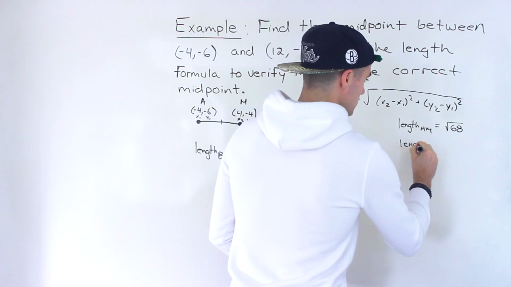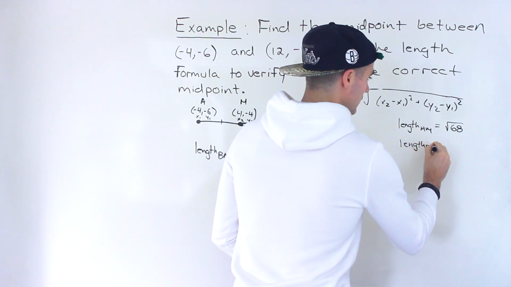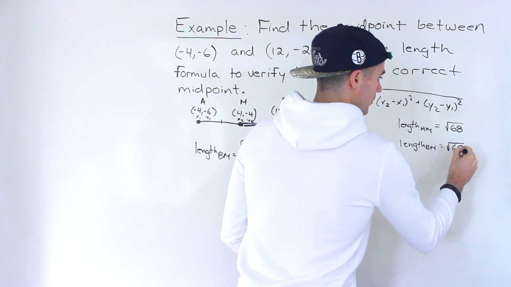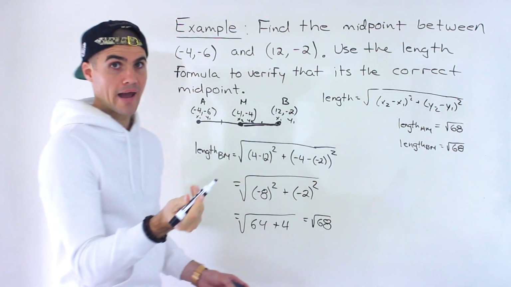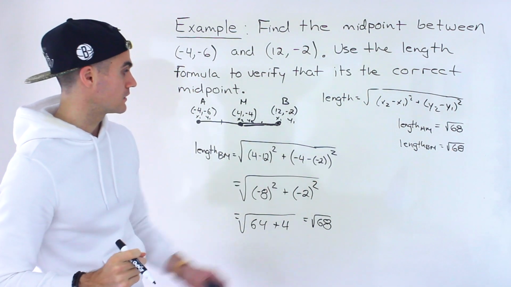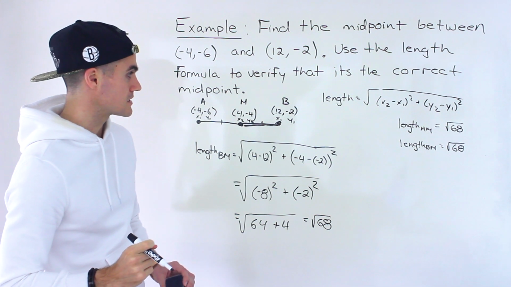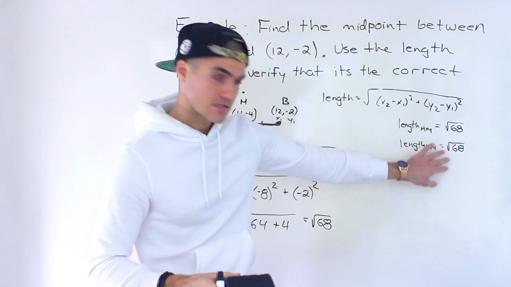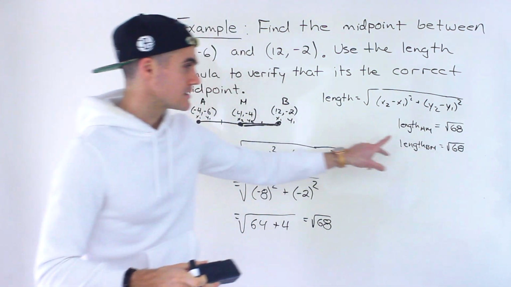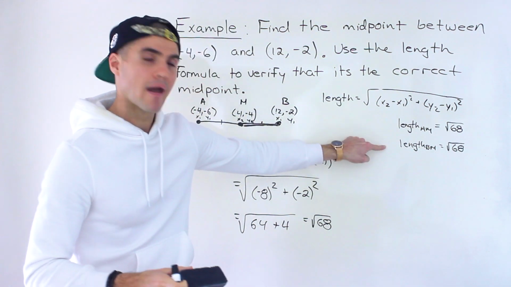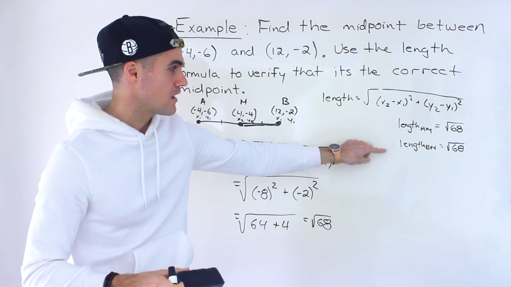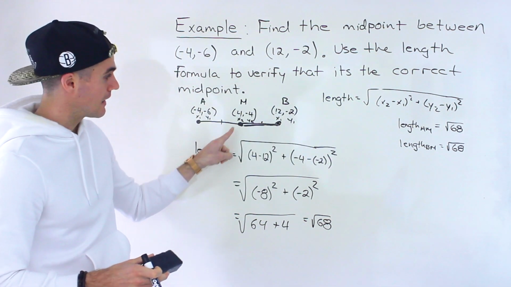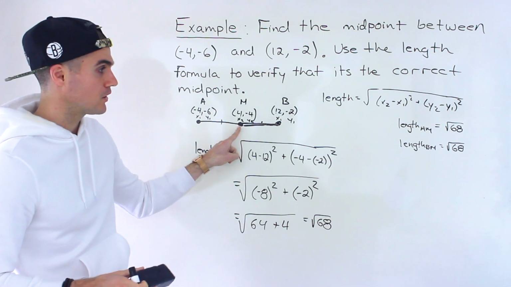You can get the decimals if you want of these as well. I'm keeping them as exact values, but sometimes solutions may have the decimals, so you could just plug that into your calculator and get the decimal values. So as expected, those two lengths are the same. A lot of times this may actually be enough depending on your teacher. They may just want you to find these two lengths, make sure that they're both the same, and that would verify that that's the correct midpoint.